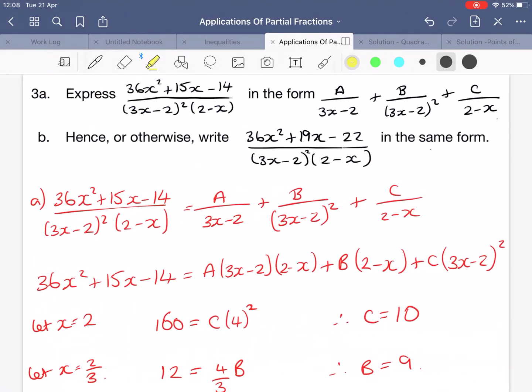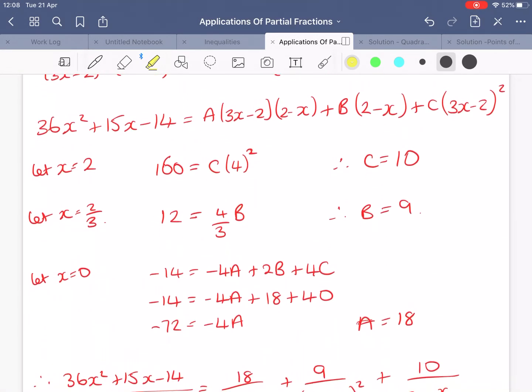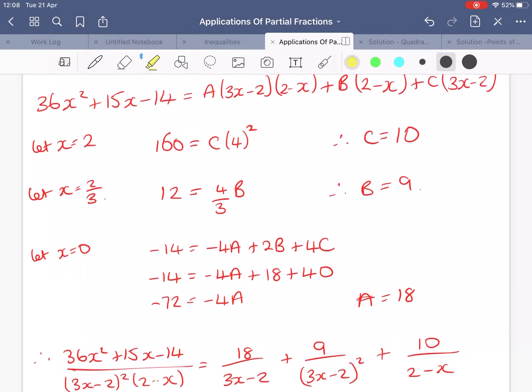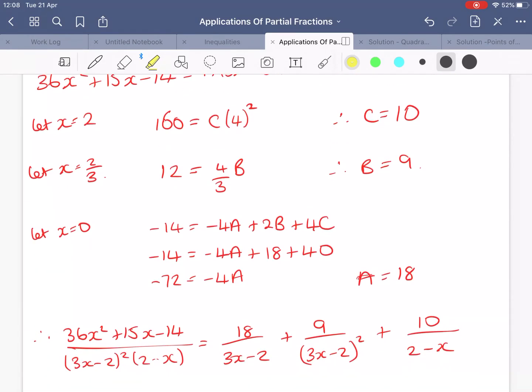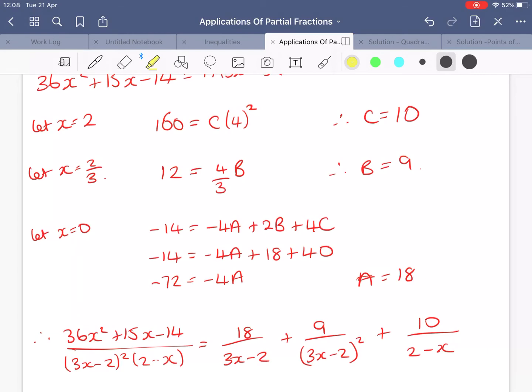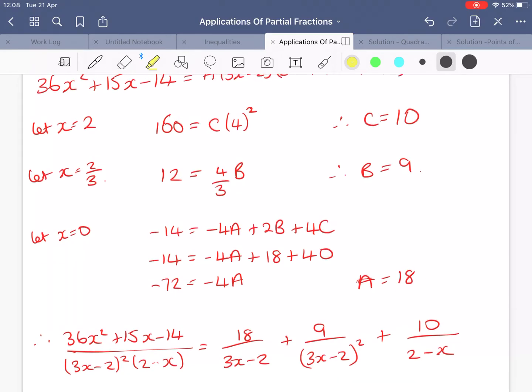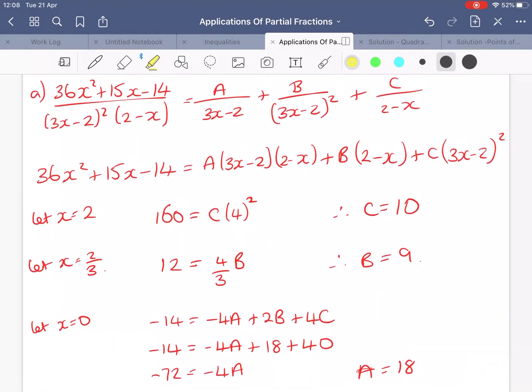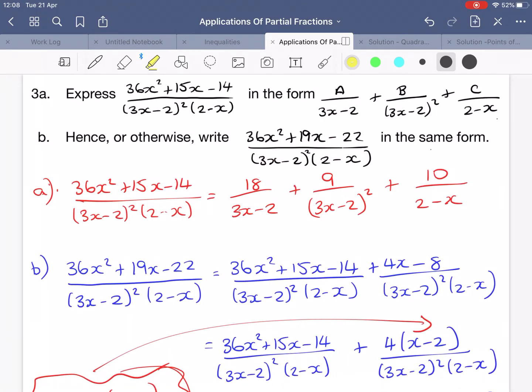And the final one, again, partial fractions, a little bit more complicated, but you should have got the answer 18 over 3x minus 2, 9 over 3x minus 2 squared, and 10 over 2 minus x. Okay. So again, relating that second fraction to the first, or the fraction in part B to the fraction in part A, and we get the 19x by doing 15x add 4x, and we get the minus 22 by doing minus 14 minus 8. Again, factor of 4 comes out.